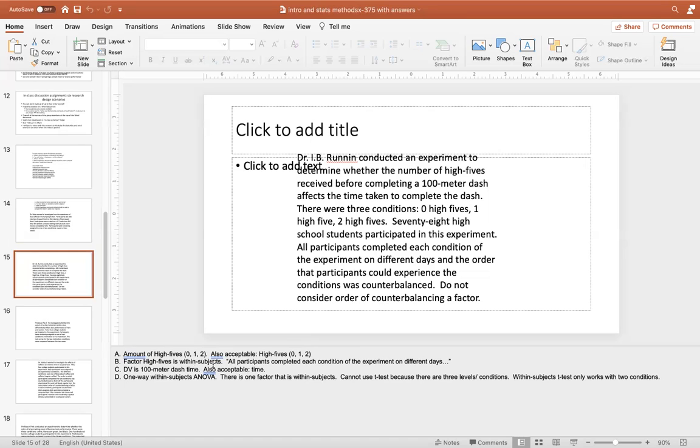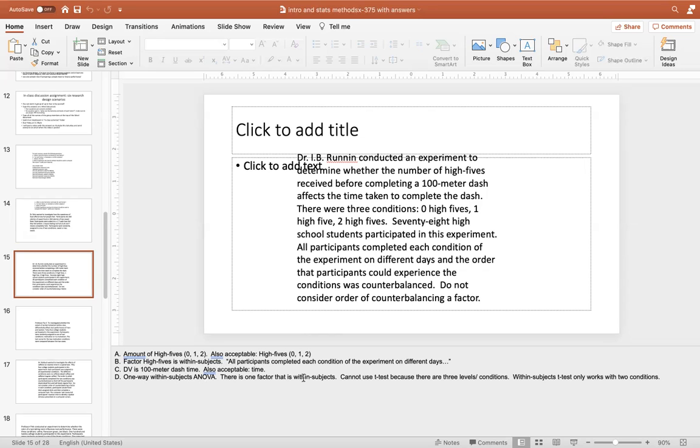We know that because of the quote from the scenario. All participants completed each condition of the experiment on different days. It says it right here. That's the clue that it was within subjects. The factor is within subjects. The dependent variable is the 100-meter dash time. You can also just say time. You could also just say seconds. For a lot of these answers, there are multiple terms that can be used, and all would be counted correct. Finally, the hypothesis test here: one-way within subjects ANOVA.